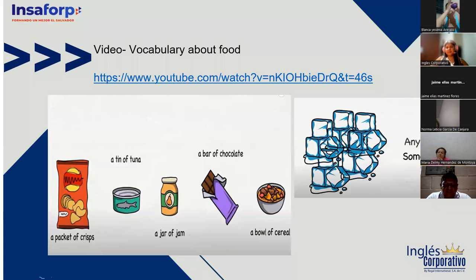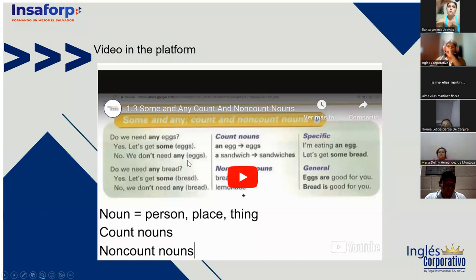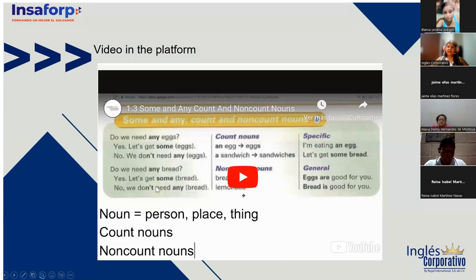Okay, good. Jar. And this is a jar of jam. Okay, good. Anything else? Más preguntas? Someone else? No questions so far? Okay, so we're going to continue. Here we have the explanation. You can go to the platform. Pueden ir a la plataforma para ver este video, okay? Cuando tengan tiempo. No se los pongo porque es lo mismo que han visto en el video anterior. And we're going to use this time to do another activity, okay? Vamos a hacer otra actividad.